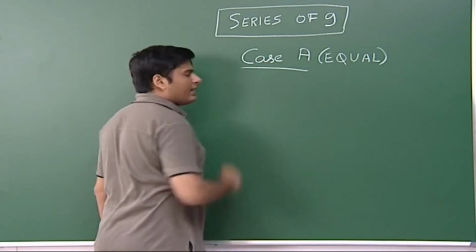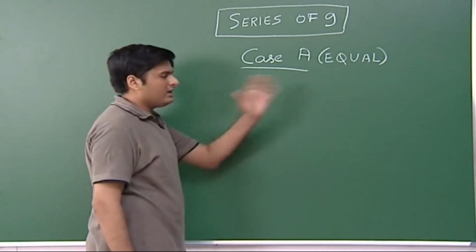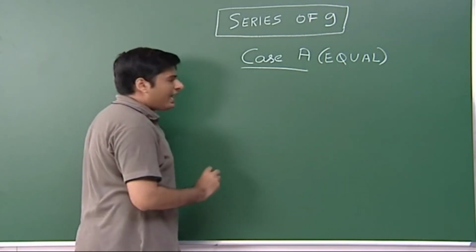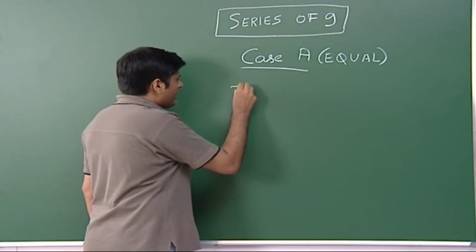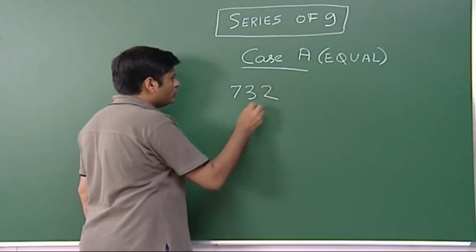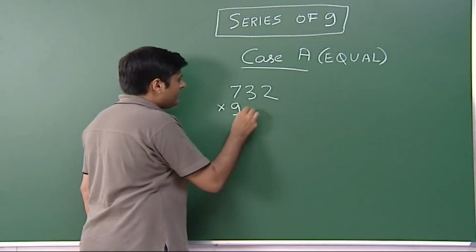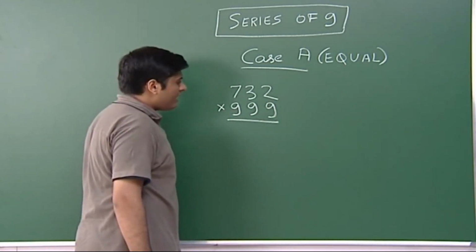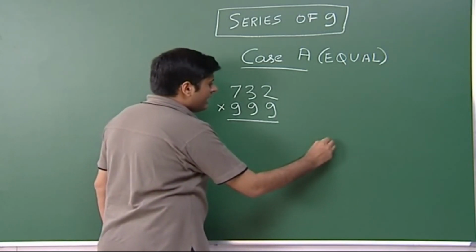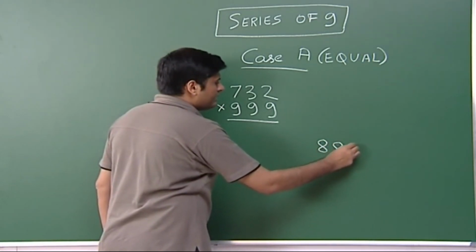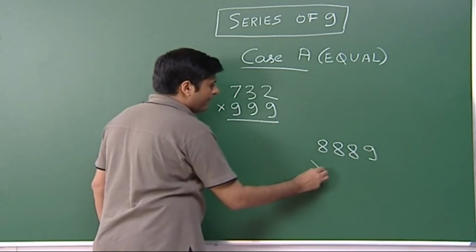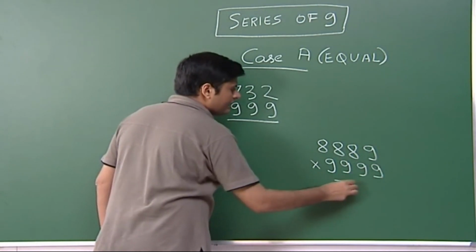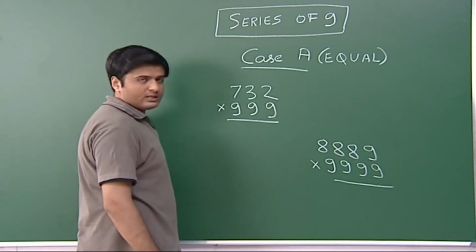So, in case A friends, we will see equal. Let me tell you what I mean by equal. Suppose I have to multiply, say, 732 by 999. Or say friends, I have to multiply 8889 by 9999. Let us see how we get the answer.